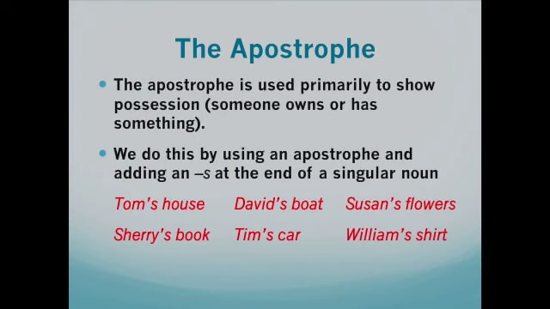So the apostrophe, for our purposes, is primarily used to show possession, where somebody owns or has something. We do this by adding an apostrophe and an S at the end of a singular noun. So in these examples: Tom's house, David's boat, Susan's flowers, Sherry's book, Tim's car, William's shirt. They all own these things, so we just put an apostrophe S. You're really familiar with this already, so let's take a look at some others.